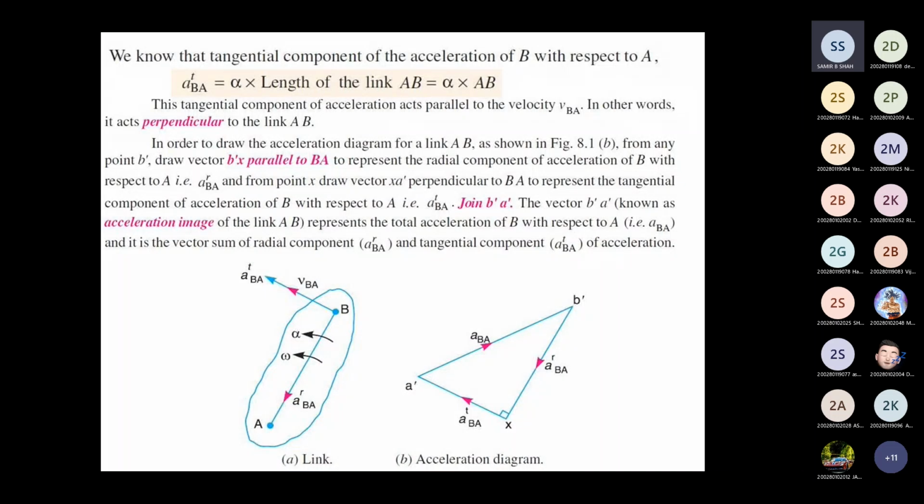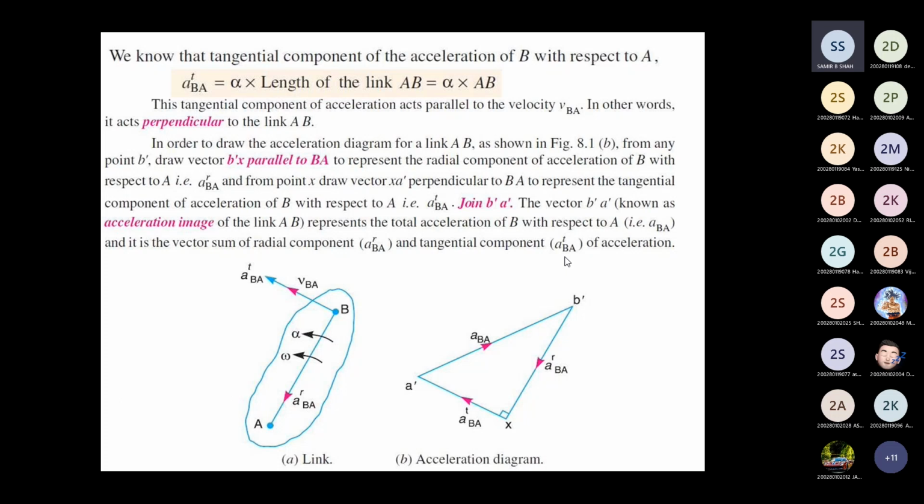So whenever we are talking about the velocity diagram, its direction must be perpendicular to the space diagram, and its magnitude is equal to r into omega, where r is the link length and omega is the angular velocity.